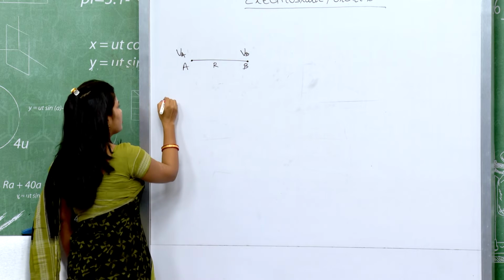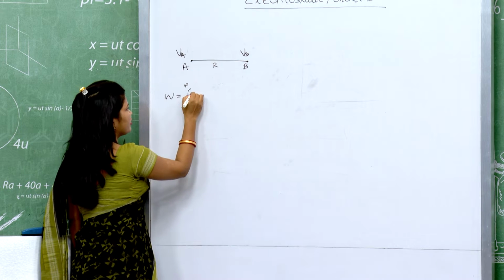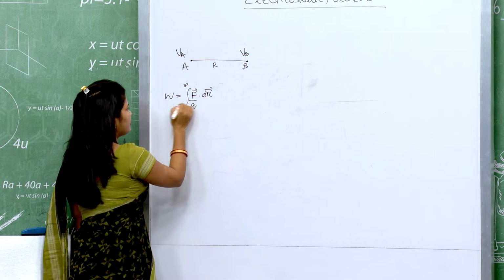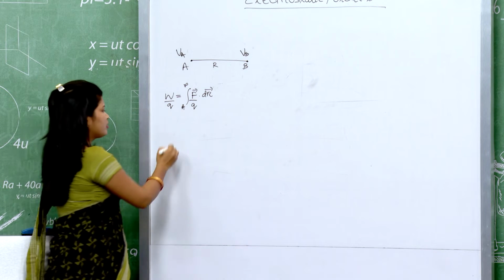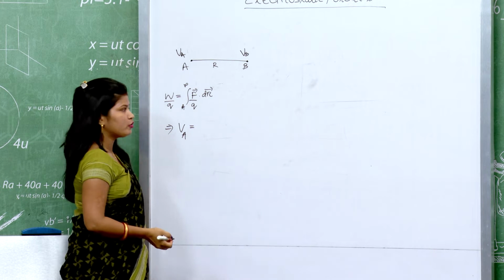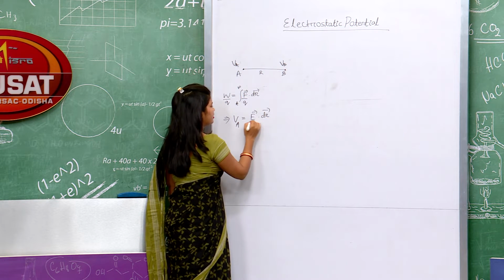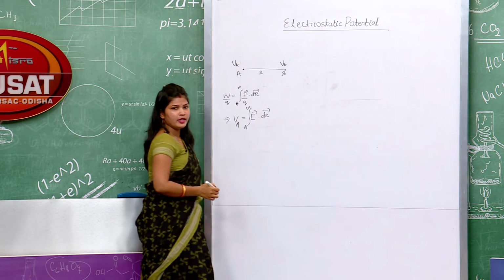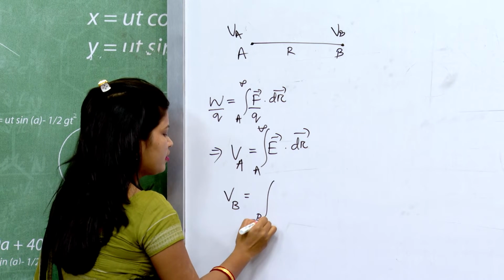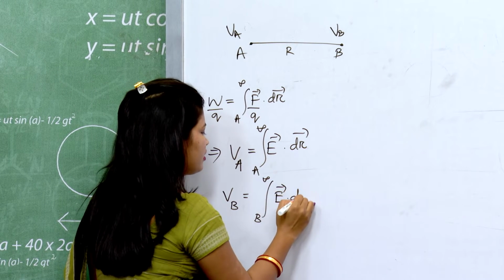By definition, work done W is equal to the integral from A to infinity of force dot dr. Dividing by charge Q, we get the potential at point A is equal to force per unit charge, that is electric field E dot dr from A to infinity, and similarly at point B, VB is equal to the integration from B to infinity of E dot dr.